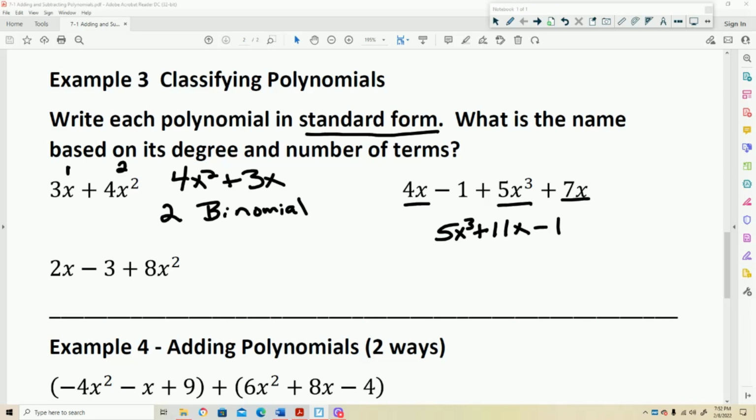Okay, now this is in standard form. Degree of 3, degree of 1, degree of 0. This is a trinomial because there are 3 terms. It is a polynomial also, but this is a more specific name for it, with a degree of 3. 3 is the highest out of the 3, so it's a degree of 3. Okay? Last one, standard form.